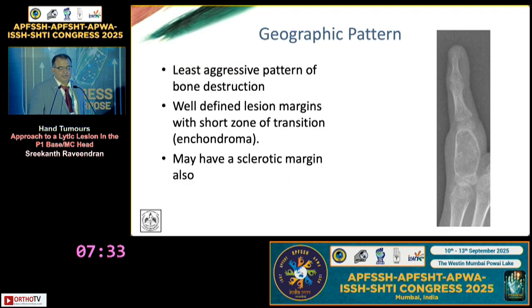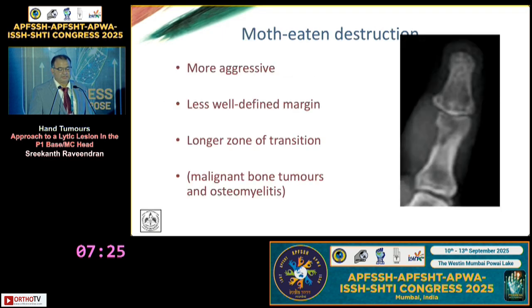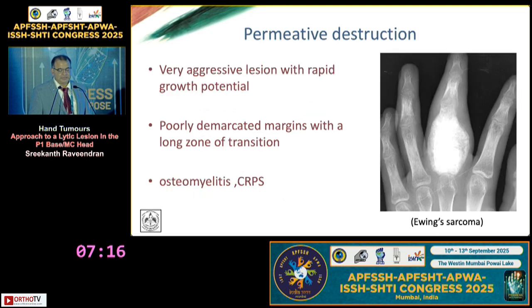Coming to the patterns of the tumors, there is the geographical pattern, which has well-defined borders, maybe with sclerosis there, or the less defined moth-eaten pattern, which has a longer transition zone and less defined margin, and permeative lesions, which are much more sinister, with poorly demarcated margins and a very long zone of transition.